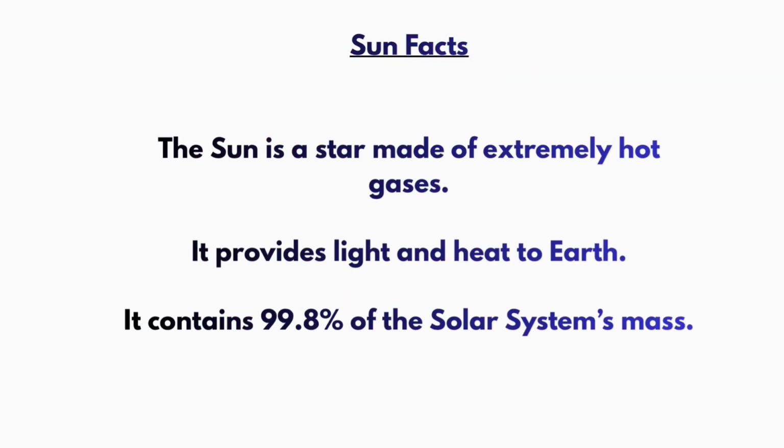Now we will talk about some sun facts. The sun is a star at the center of the solar system. It gives light and heat, making life on Earth possible. So the sun is mainly made of hot gases like hydrogen and helium. All planets revolve around the sun due to its strong gravity, and the sun's energy helps in photosynthesis, climate and weather. So we can say the sun is the source of energy for the solar system.